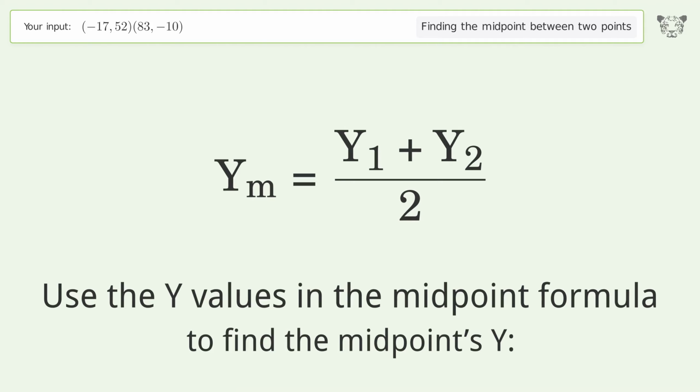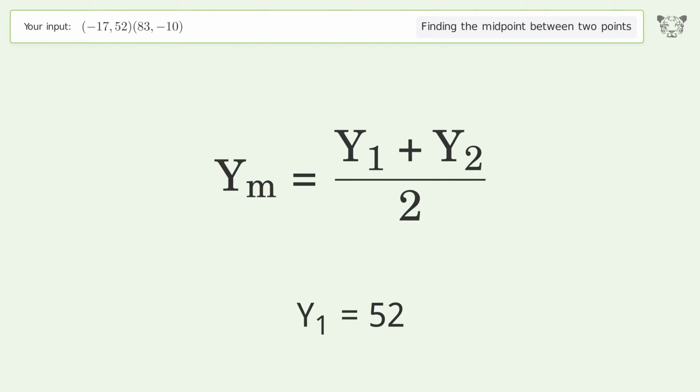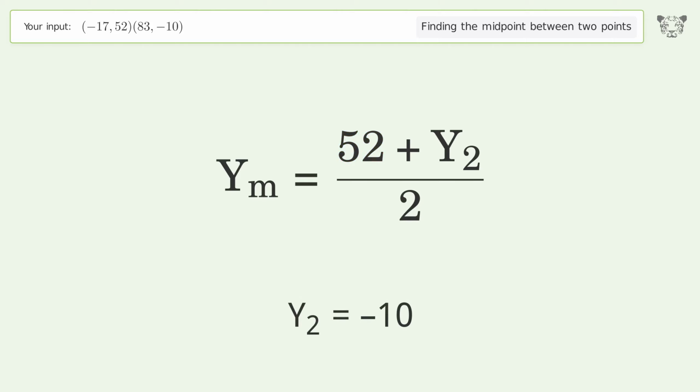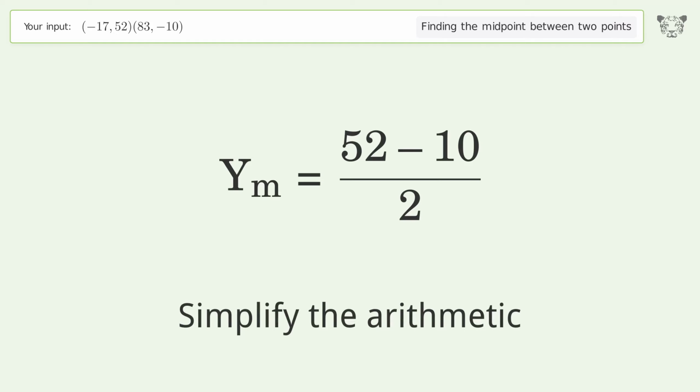Use the y values in the midpoint formula to find the midpoint's y. y1 equals 52. y2 equals -10. Simplify the arithmetic.